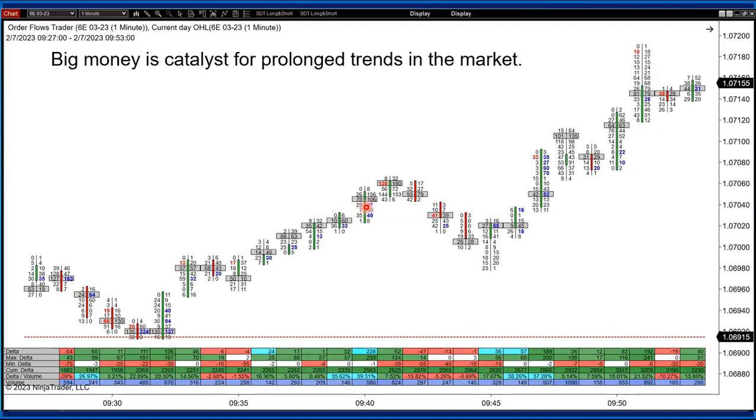The one nice thing about big money is it's often a catalyst for prolonged trends in the market. Okay? I don't know if you guys have really thought about why trends start and continue. It's because the big money keeps coming into the market, right? It's not just because of retail traders coming into the market. No, retail traders won't be sustaining that move. You need bigger traders, and bigger traders, and bigger traders coming into the market to help keep that move going.